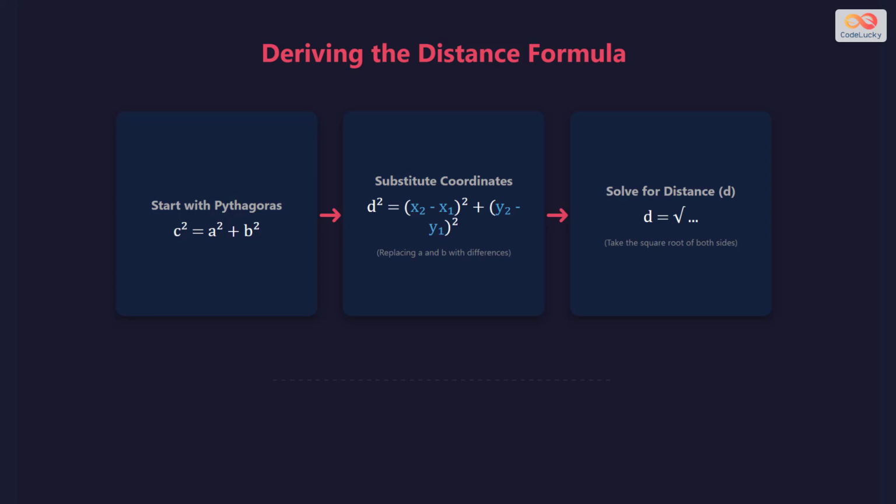Let's apply this to our coordinates. We replace a with our horizontal distance, x2 minus x1. We replace b with our vertical distance, y2 minus y1. To find the distance, which is our hypotenuse, we just need to take the square root of the entire sum.